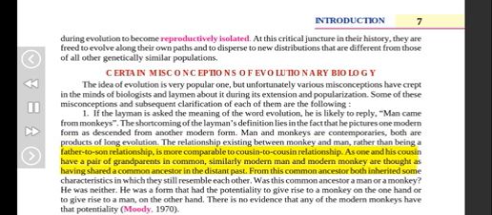As one and his cousin have a pair of grandparents in common, similarly modern man and modern monkey are thought of as having shared a common ancestor in the distant past. From this common ancestor both inherited some characteristics in which they still resemble each other. Was this common ancestor a man or a monkey?